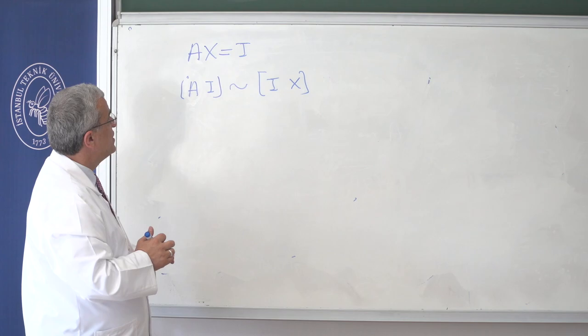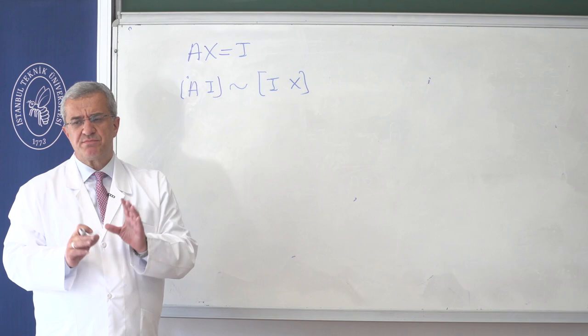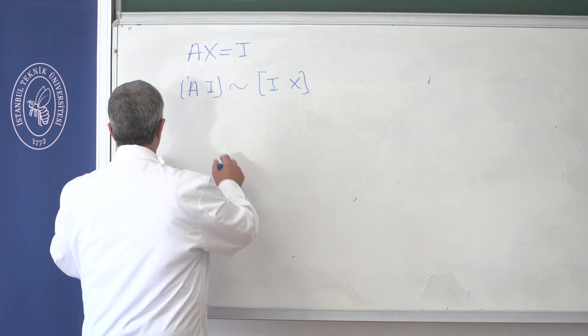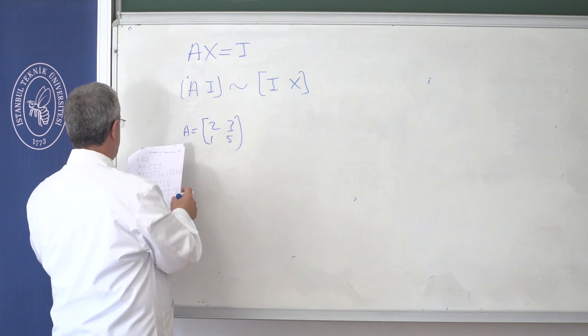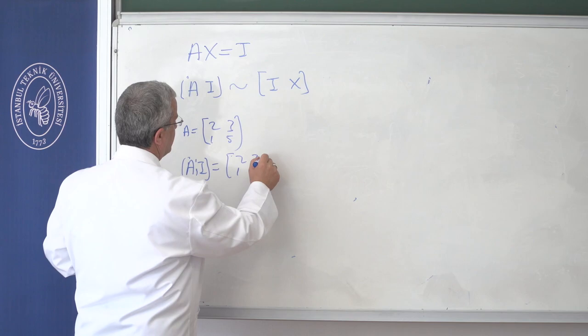For this, we will look at the Gaussian elimination, the pivots and multipliers and everything, as matrix multiplication. Let me just illustrate this on an example that I did here. So let's say I have a matrix 2, 3, 1, 5. So A augmented with I is 2, 3, 1, 5, 1, 0, 0, 1, right?